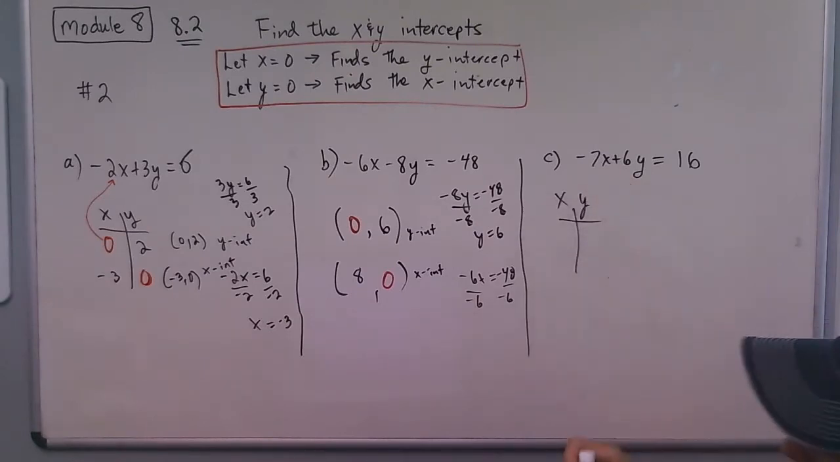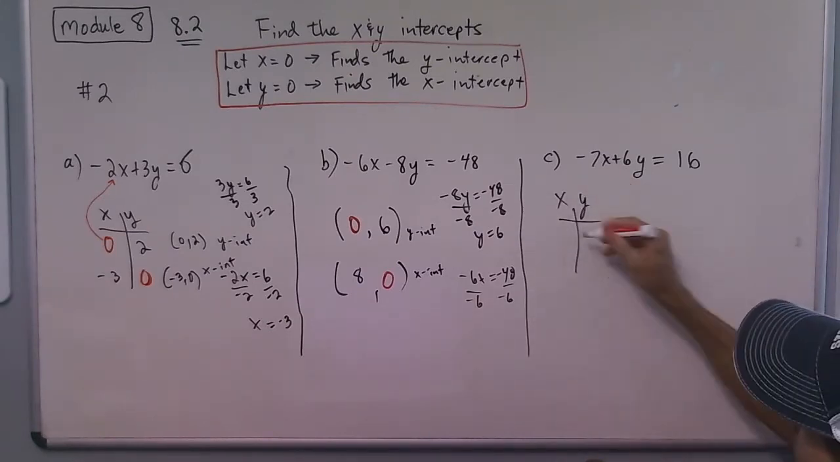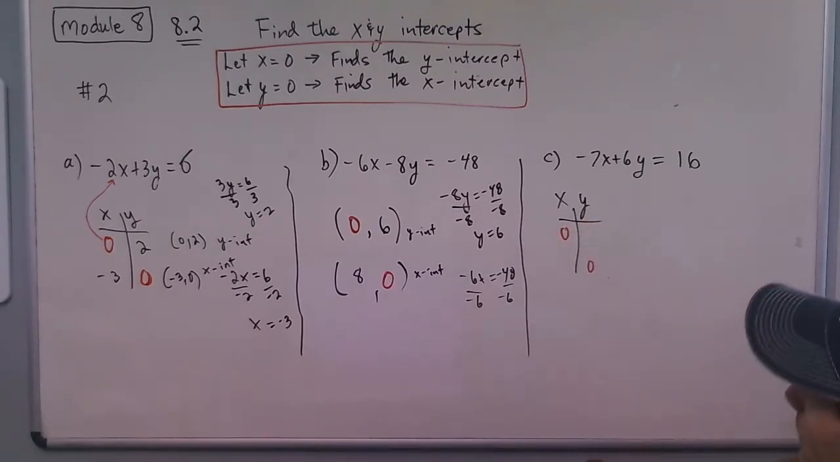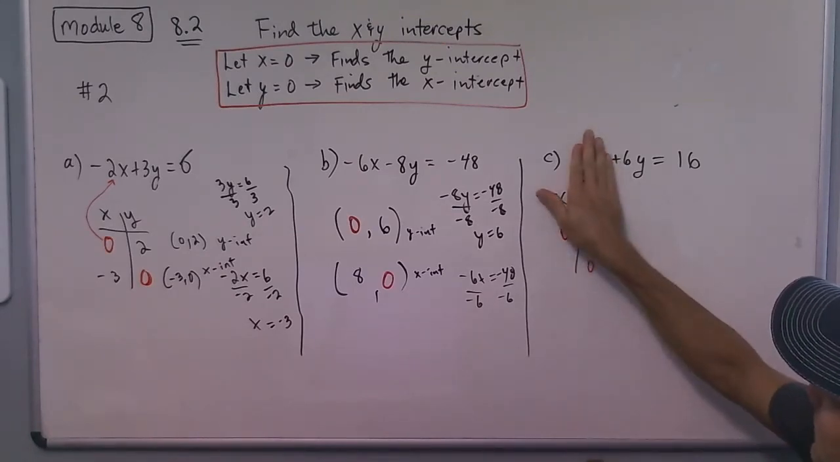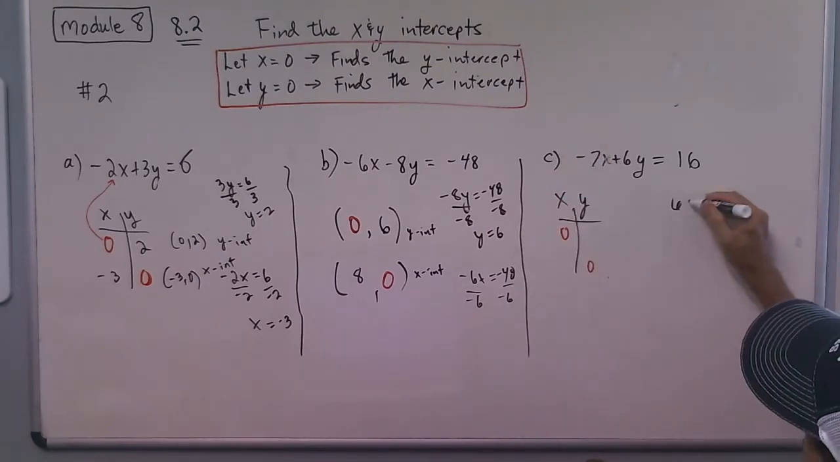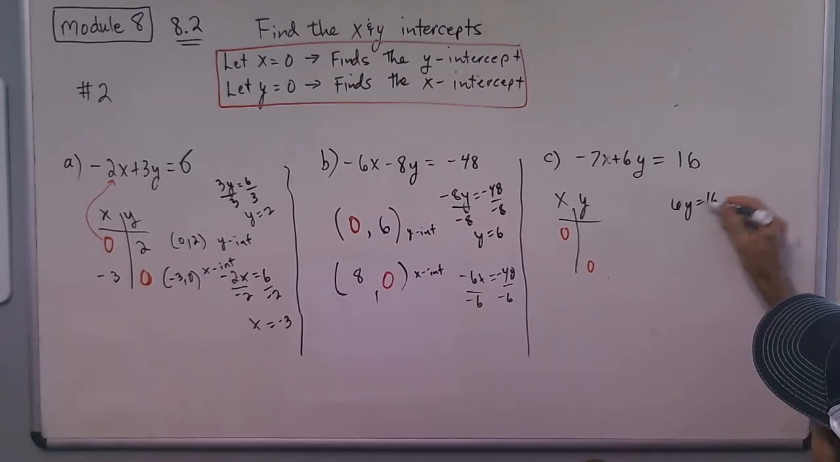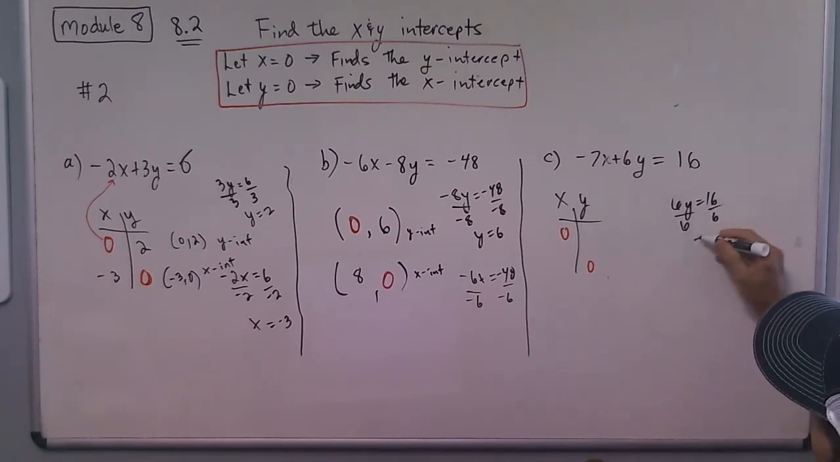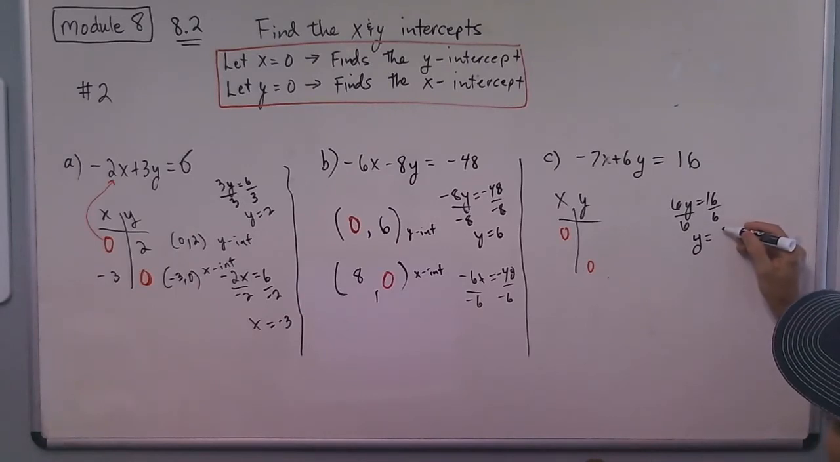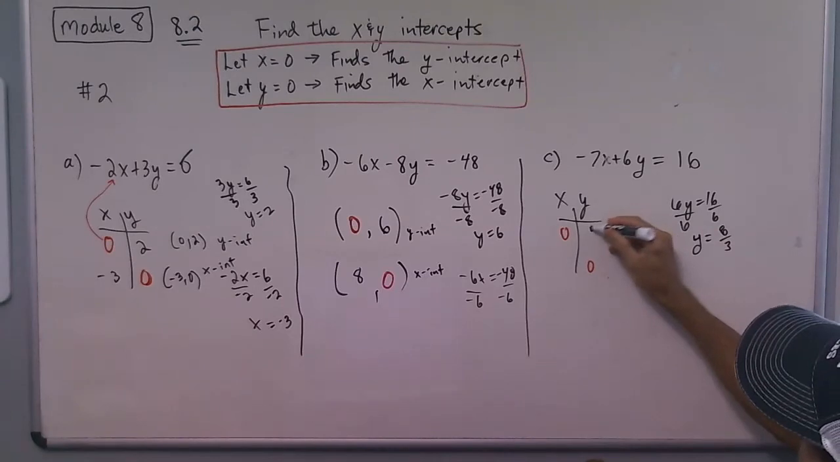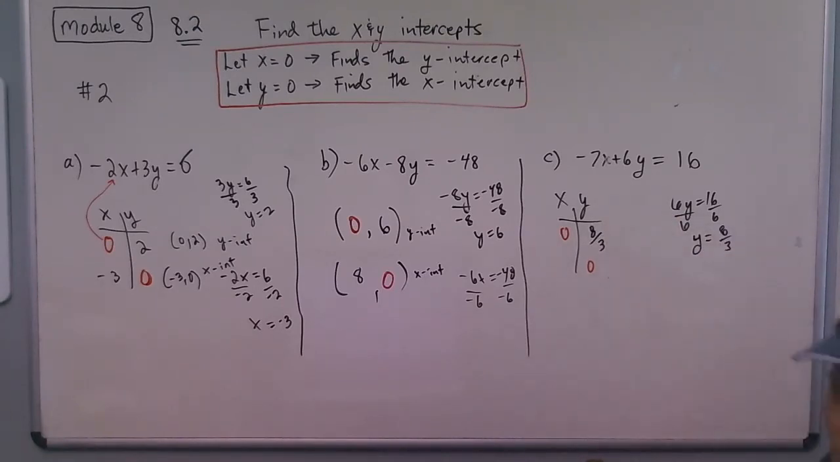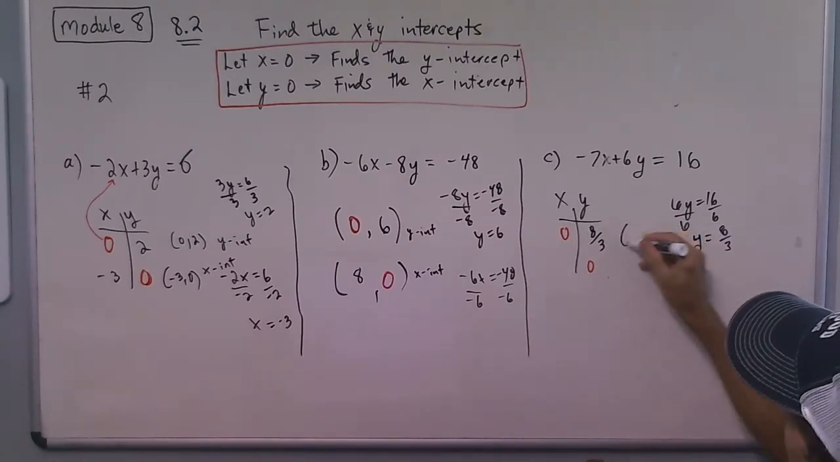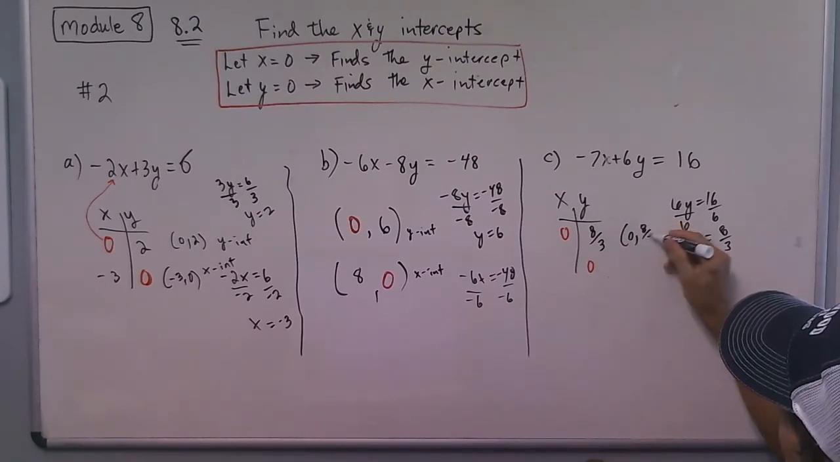X, y, 0, 0. And then I'm going to put 0 in for x. So I'll get 16 over 6, and I'll reduce that to y equals 8 over 3. Yeah, see, we can get fractions. It's okay. We can just leave it in fraction form. That's fine. (0, 8 over 3).